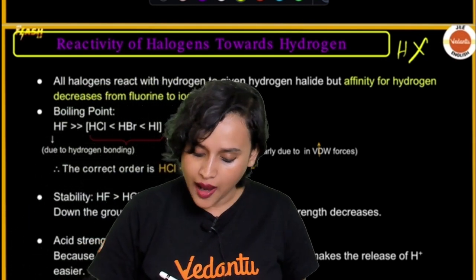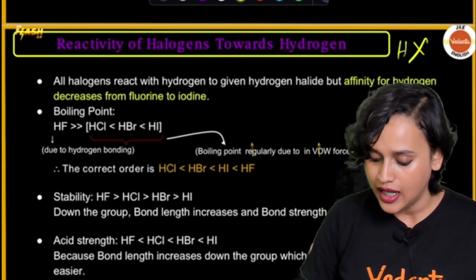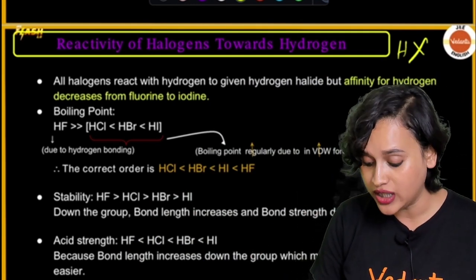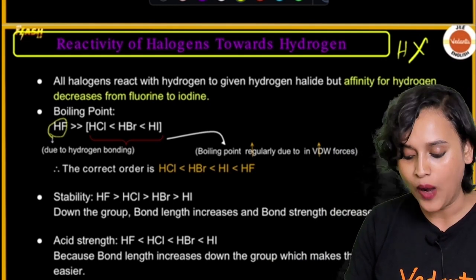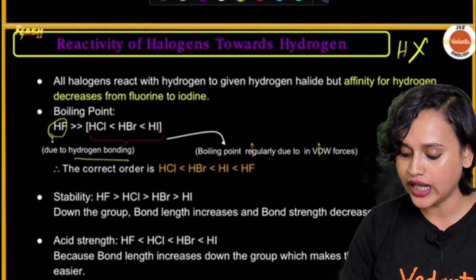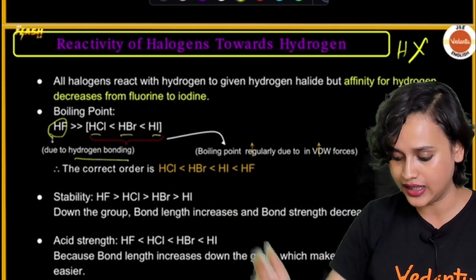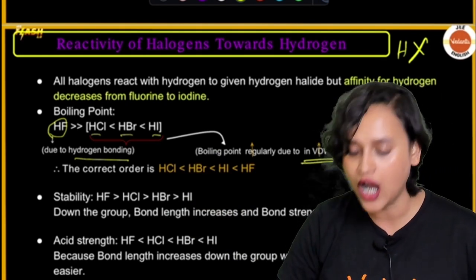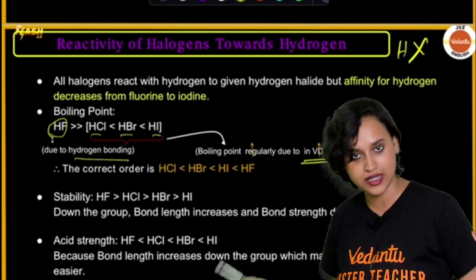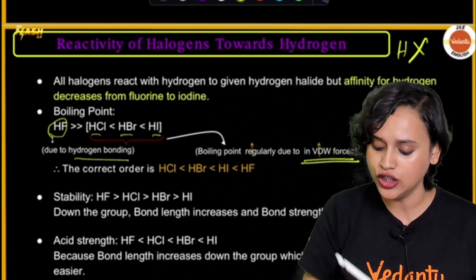Now what happens here is with HCl, HBr and HI, the boiling point trend is slightly twisted. Do you notice that for HF it is much higher? Why? Because of the hydrogen bonding. But for HCl, HBr and HI, it increases, increases, increases. Why does the boiling point increase? Because of van der Waals forces. As the van der Waals forces increase, the boiling point also increases.